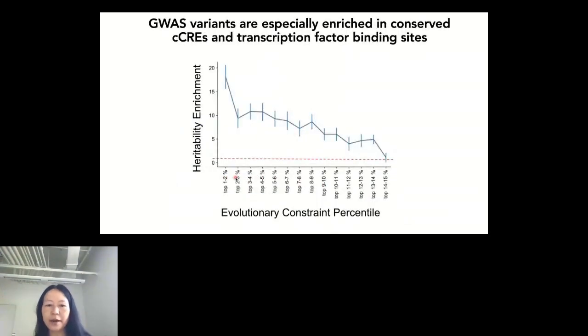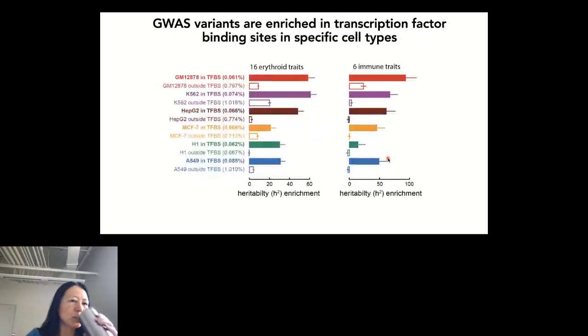And here is the enrichment by our evolutionary constraint percentile, by our definition. You can see that the most constrained subset shows the strongest enrichment, and even the ones that go down to about the top 15% still show higher than baseline enrichment.